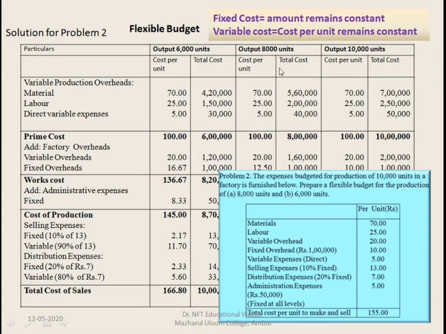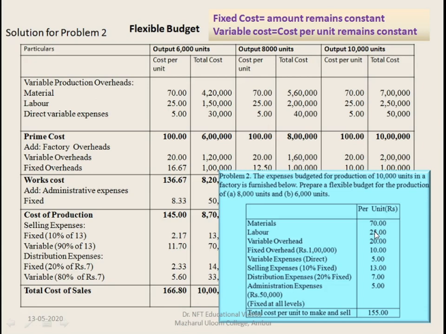So we'll write flexible budget output for 6,000 units, 8,000 units and 10,000 units. Write cost per unit and total cost for each of 6,000, 8,000 and 10,000 units. Now based on the problem, material cost is 70. Material, labor and direct variable expenses are given. These three are flexible expenses.